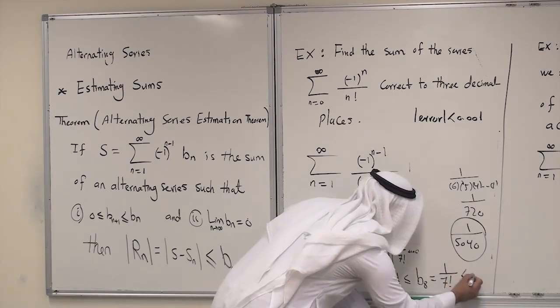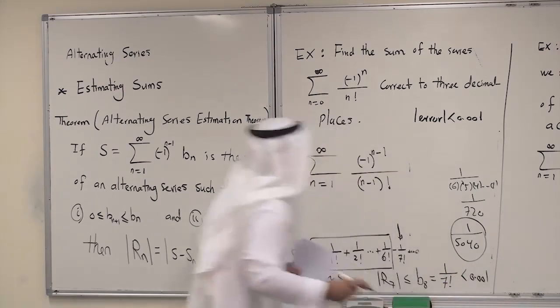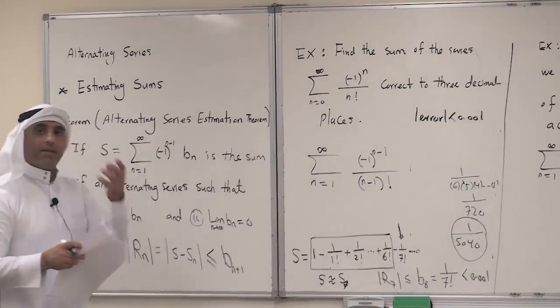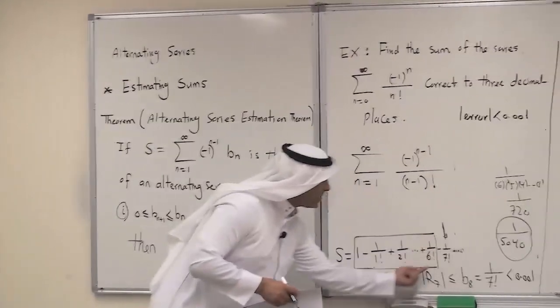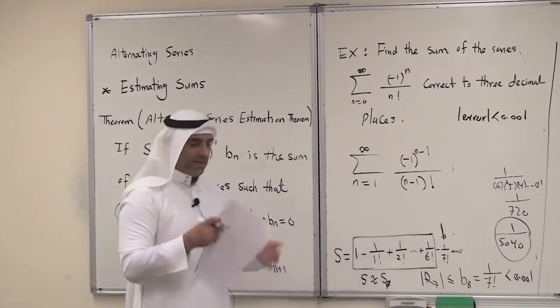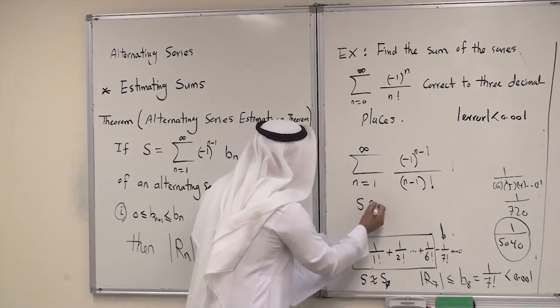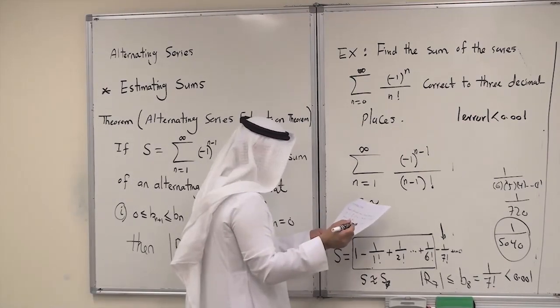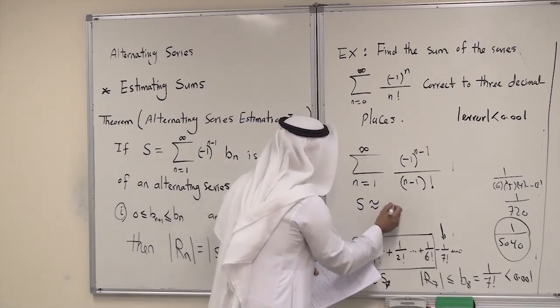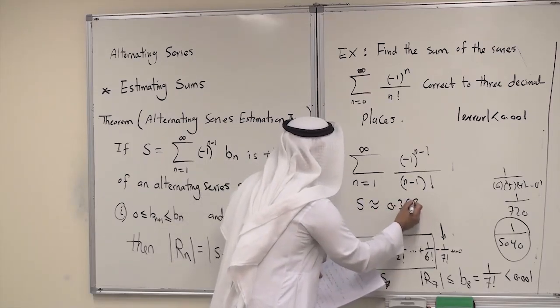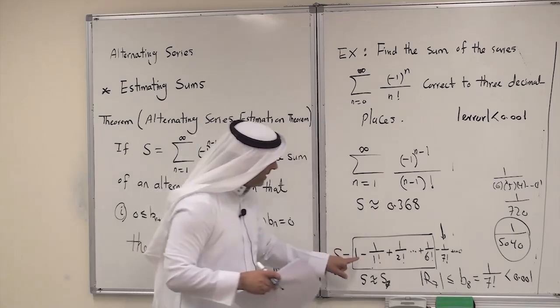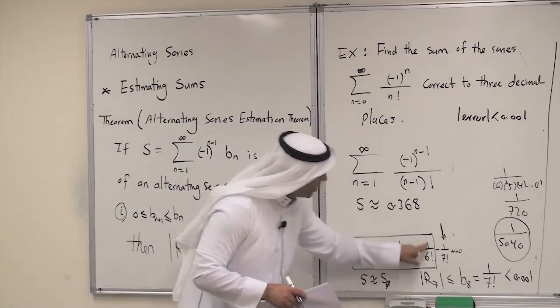So what is your estimation now? You just add the first 7 elements to get the answer. Our estimate here will be approximately equal to 0.368, and that is gained by taking only the addition from 1 up to 1 over 6 factorial.